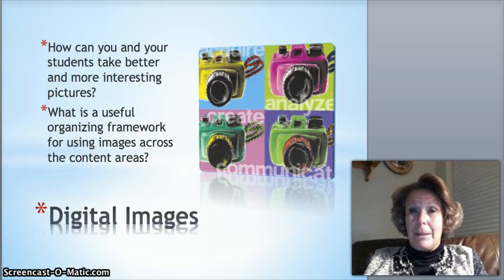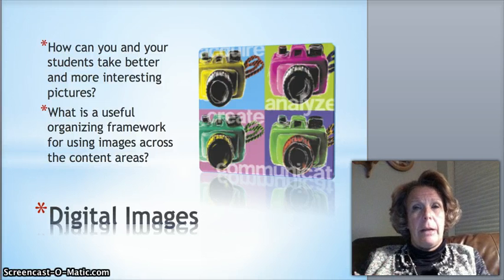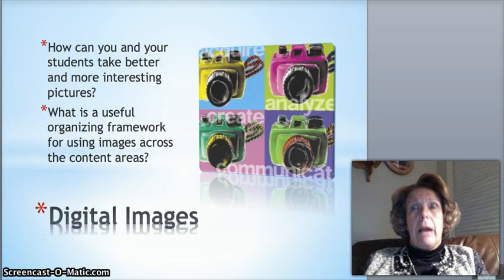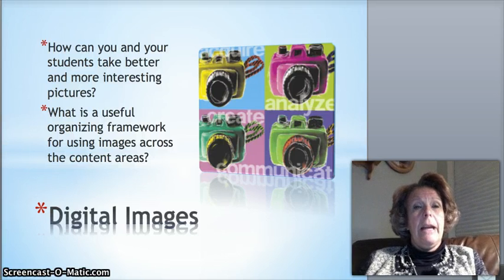We did talk about some digital images, and we did this in the idea of dot day. If you remember, you had a lab, but I did talk about this in a lecture. I think it was a flipped lecture. But how can you and your students take better pictures? And also, what is the organizing framework for using those images?